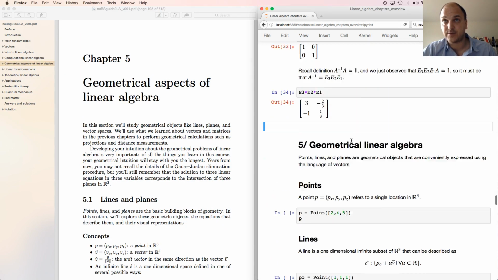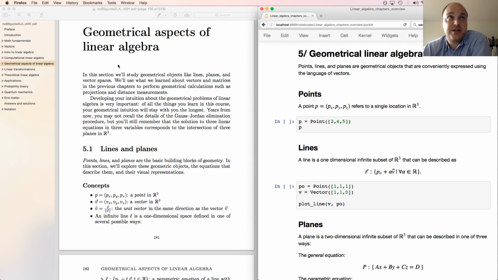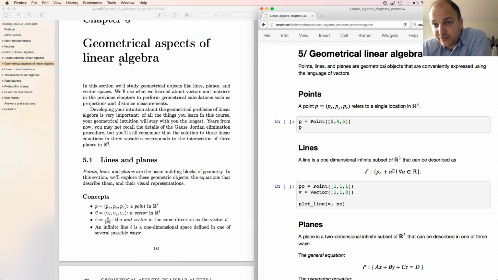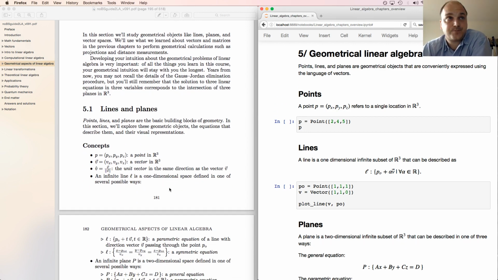Chapter 5, geometrical linear algebra. All right. This overview has already taken 30 minutes, but bear with me because we're getting into the cool stuff now. So geometry, right, we learn about vectors algebraically, but the geometrical aspects of vectors are kind of important too. It's what you can learn, intuition.